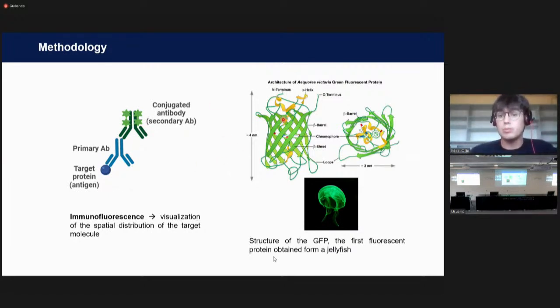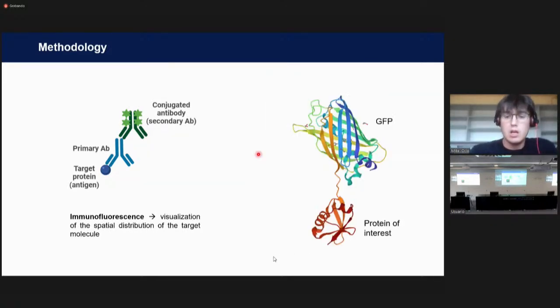So fluorescent proteins are proteins with a well-defined absorption and emission spectrum, and they were first isolated in the 70s from these jellyfish here. They have this barrel structure with the chromophore embedded inside. And what we did was to create a fusion protein joining the RSNATs 2 and 3 with CFP and YFP, that are cyan and yellow fluorescent proteins. So this picture is not representative of our fusion protein, but it's representative of what a fluorescent fusion protein is, with the protein of interest and the barrel.